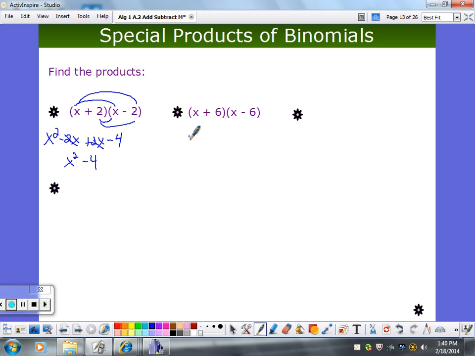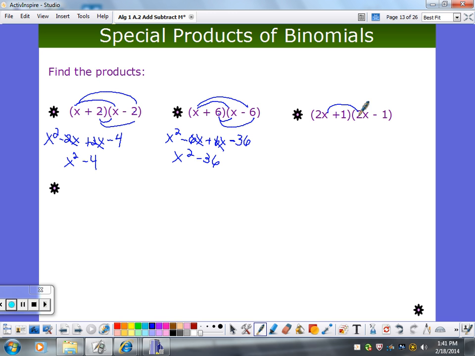Let's try this guy. x plus 6, x minus 6. Same idea. So I've got x times x, x squared. x times negative 6, negative 6x. Distribute that 6. 6 times x, positive 6x. 6 times negative 6 is negative 36. What's happening? They cancel out. The outside and inside are canceling out.